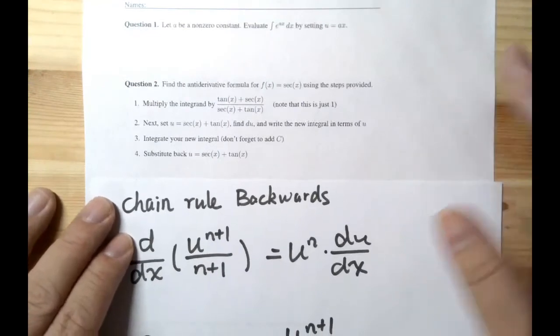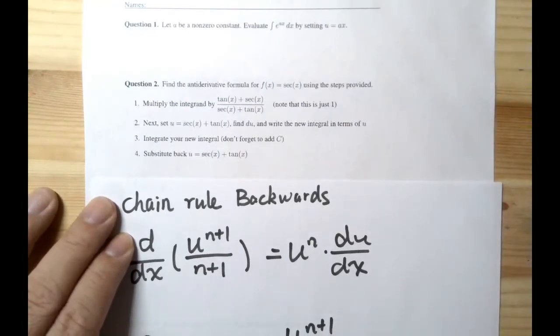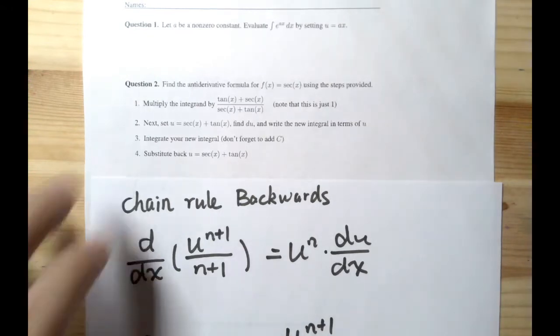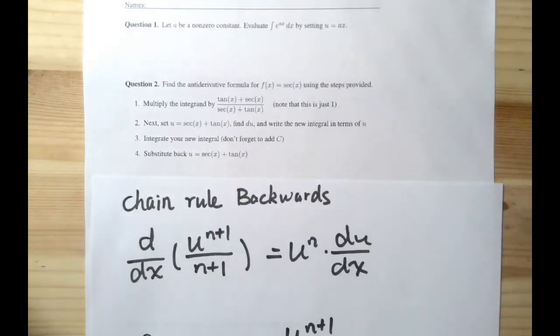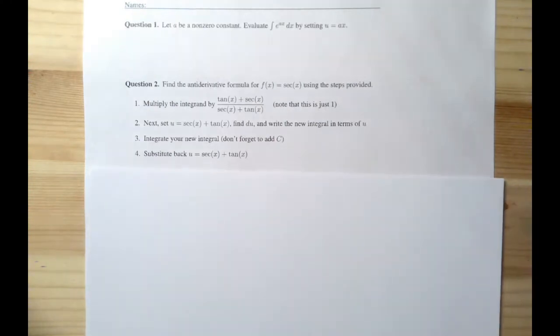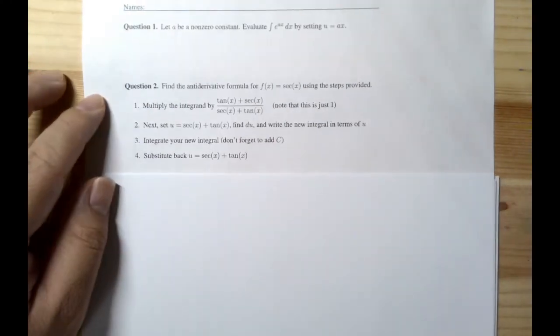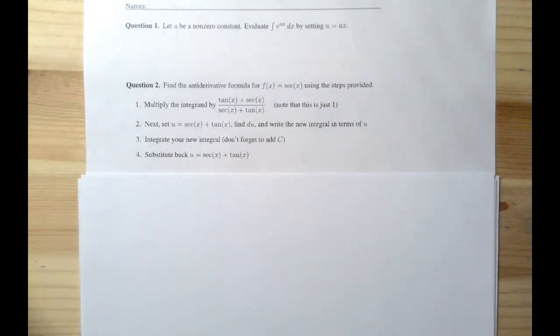Okay, and it's a geometric problem. Okay, so it asks us to find the antiderivative for f(x) equals secant of x. Okay, so this is the problem that we have here. It actually gives you some hint for this problem.